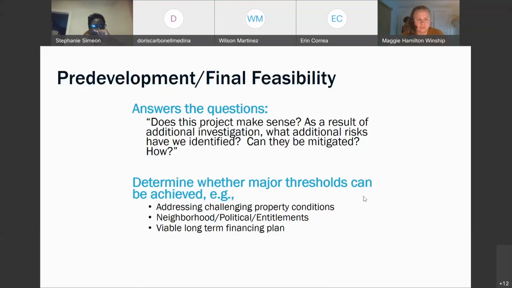So the other thing we have here is you want to determine whether major thresholds can be achieved. Addressing challenging property conditions, like I just told you. Dealing with properties that have high environmental hazards, lead, and asbestos, especially in Rust Belt cities or where we are, that is a huge problem. Again, going back into those neighborhood political entitlement issues, how are you going to be able to get through that? And is this viable long term, right?